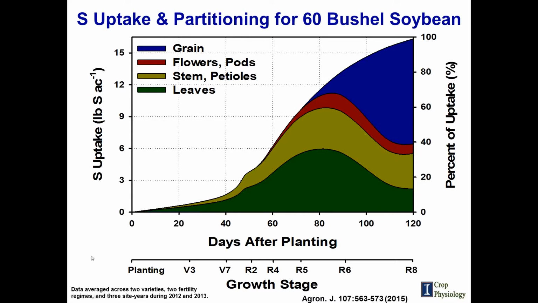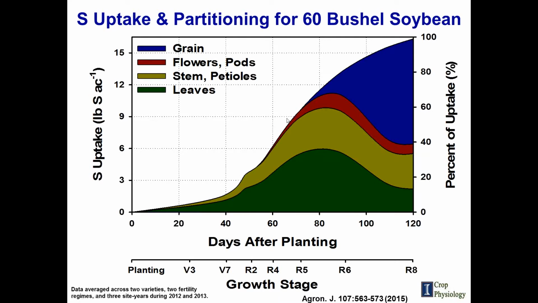plant. And notice that by the time you reach R2, which is the beginning reproductive stage, is when you start to see a rapid uptake of the sulfate, and it continues to increase dramatically as you progress through the growing season.